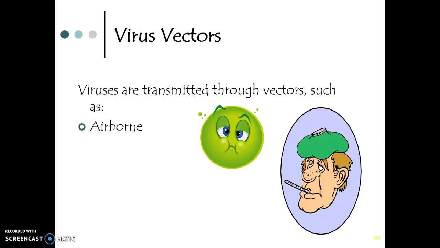So one way that viruses travel is by being airborne. If they're very light or they have something on their outsides that make them able to float in the air, then they can be airborne.